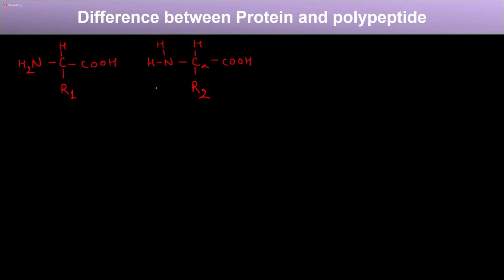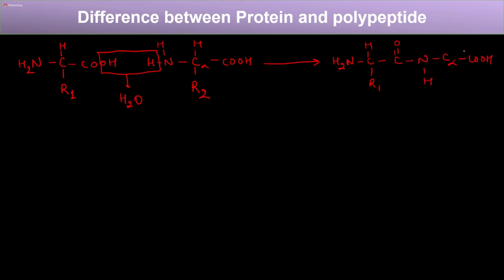Now, how is a protein formed? A protein is formed when the NH2 group of one amino acid reacts with the carboxylic group of another, and it causes the release of a water molecule. So the water molecule is released and it results in a structure that will look something like this. It will have a CO group, it will have an NH group, and it will have C alpha, COOH, hydrogen, and this R2.